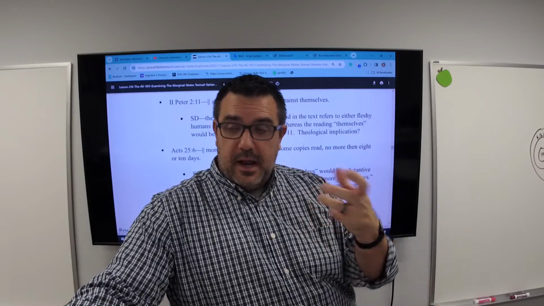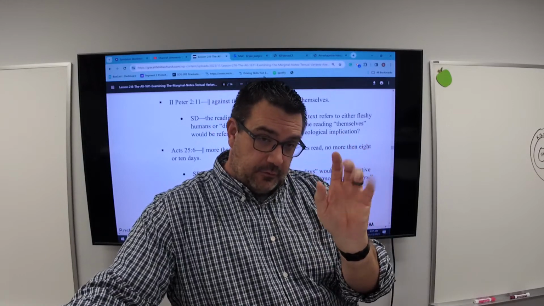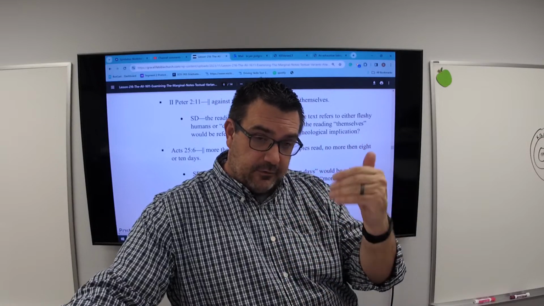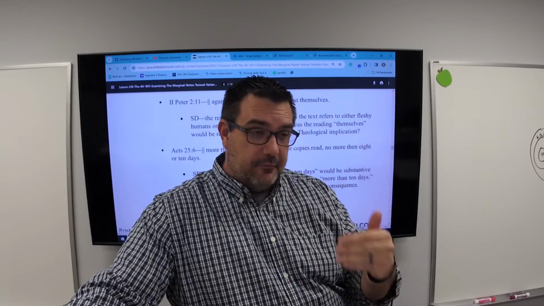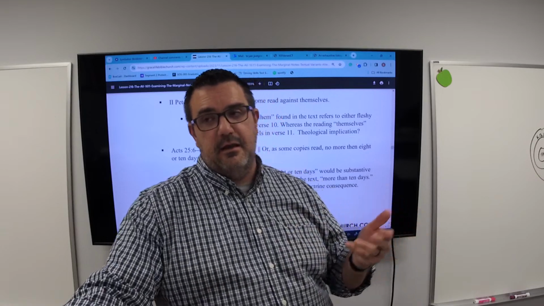But I am saying there would be, to me, a substantive difference between who it's referring to. The text says "them." I don't have any reason to doubt "them" is the correct reading. But they're noting a variant there that says "themselves," which would impact who it's referring to at the end of verse 11, is the point. Whether there's a theological implication to that, I'm still thinking through.